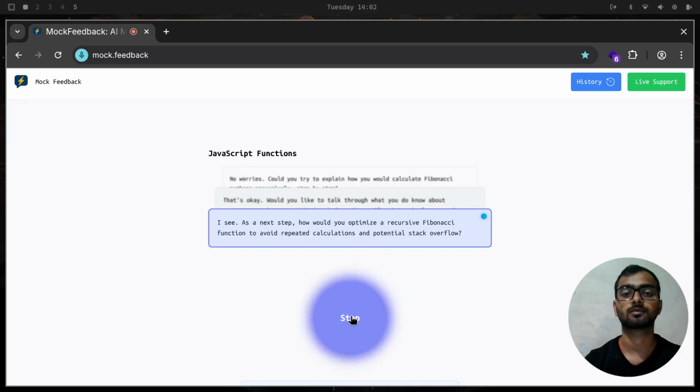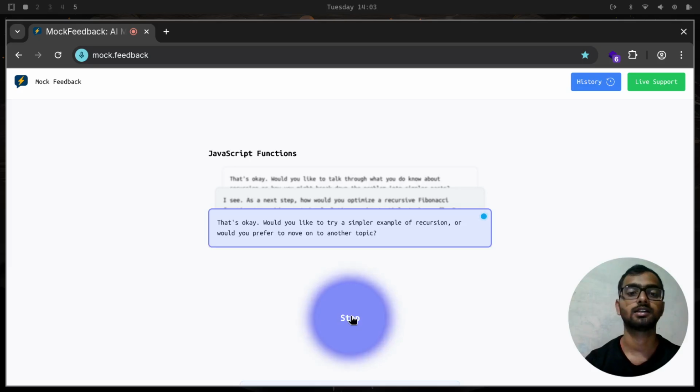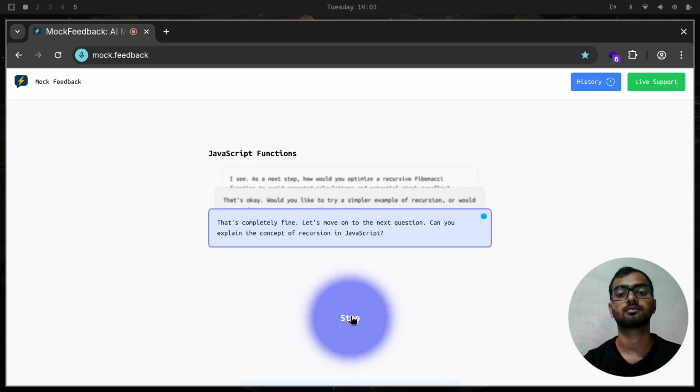As a next step, how would you optimize a recursive Fibonacci function to avoid repeated calculations and potential stack overflow? I don't know about this. That's okay. Would you like to try a simpler example of recursion, or would you prefer to move on to another topic? I think we should move to the next topic because the concept of recursion and Fibonacci is not much clearer to me. Maybe I will try it next time. That's completely fine. Let's move on to the next question.